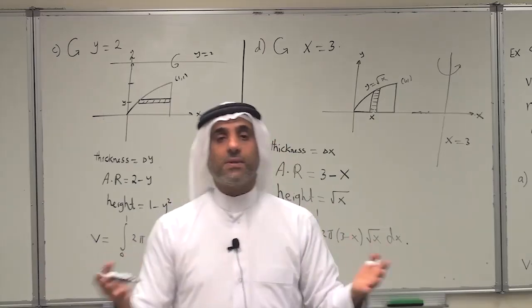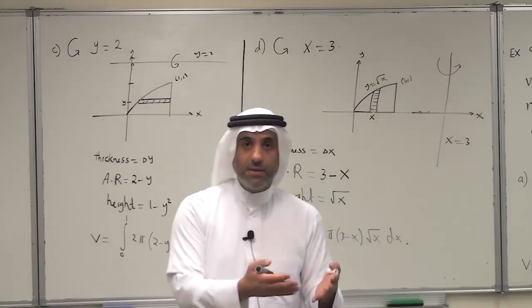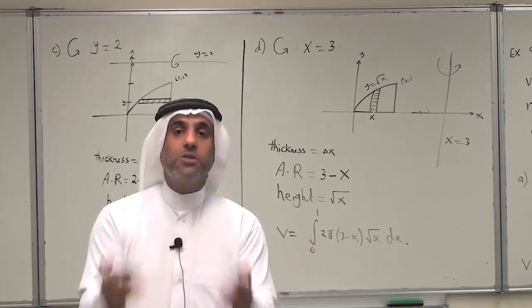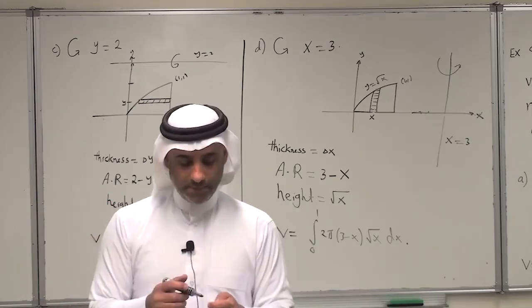That is the end of the cross section and cylindrical shell methods to find volumes of certain objects, or when a certain region revolves about a certain axis. That's it.